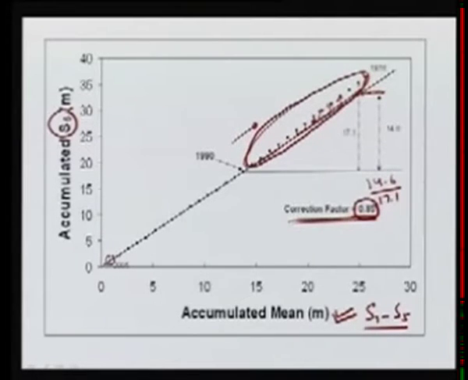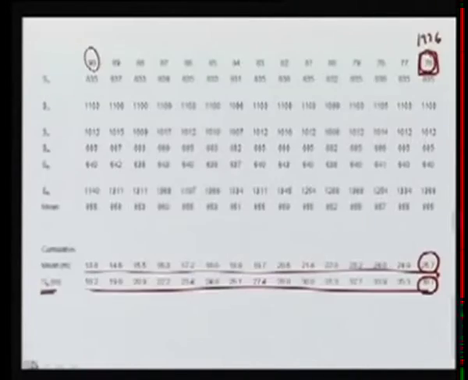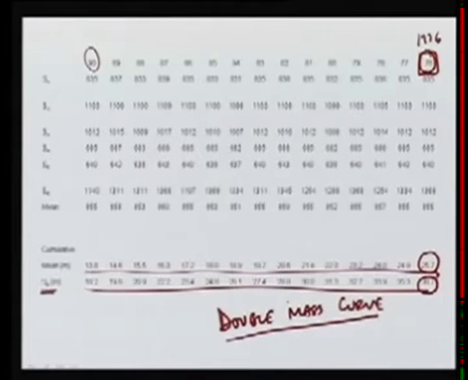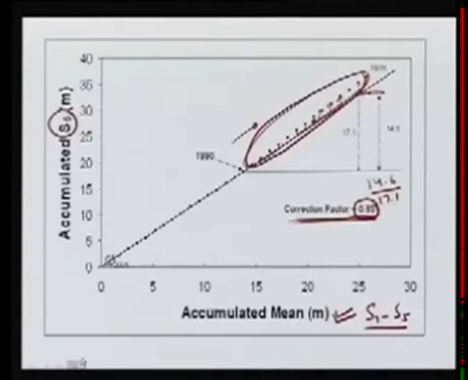So once we analyze the data by double mass curve analysis, this is known as the double mass curve analysis. Mass curve is nothing but accumulated value, so cumulative, and since we are plotting cumulative mean versus cumulative S6, this is a double mass curve which indicates how the data on station S6 should be modified to make it consistent.